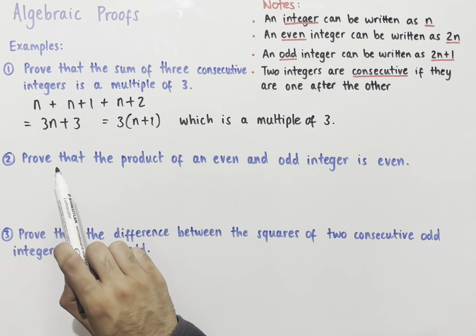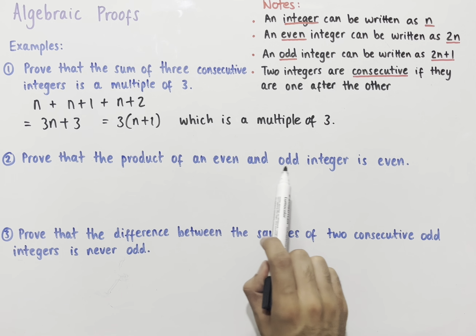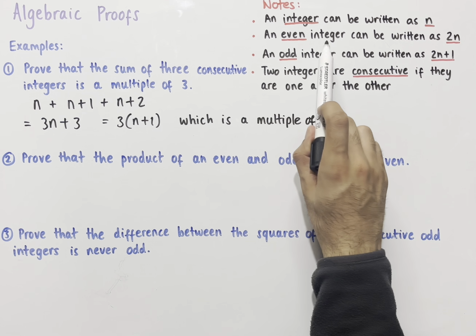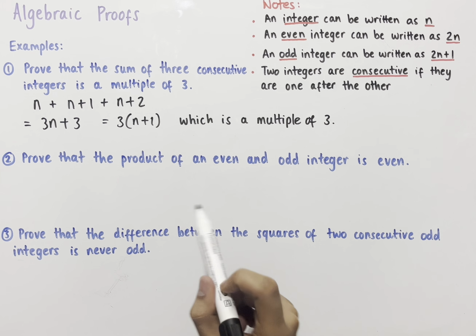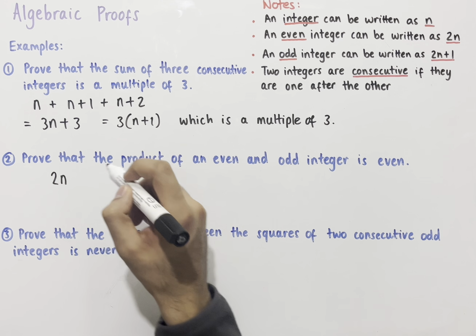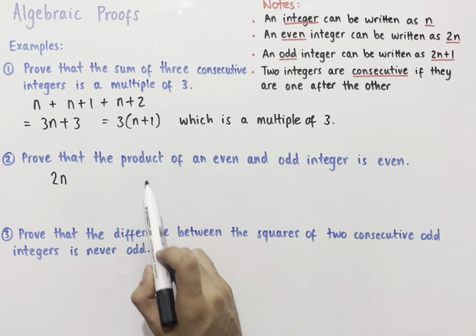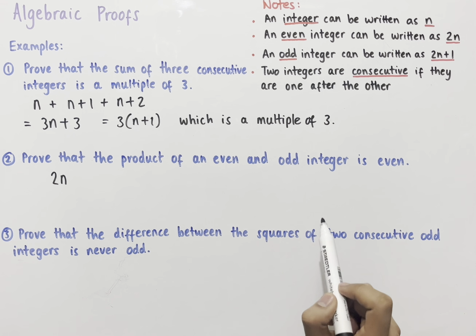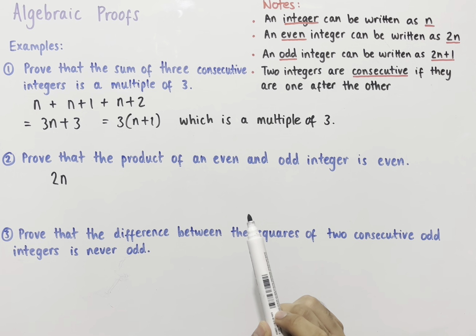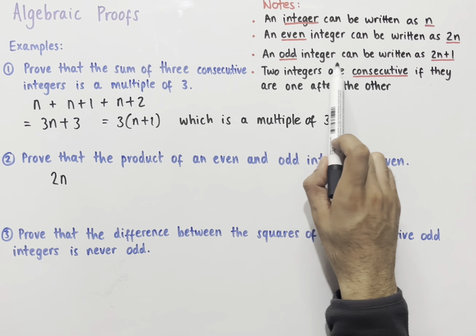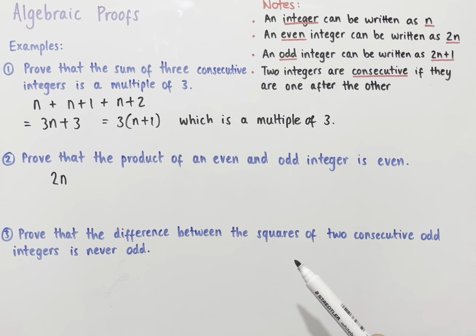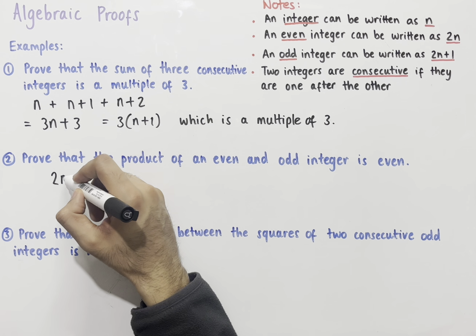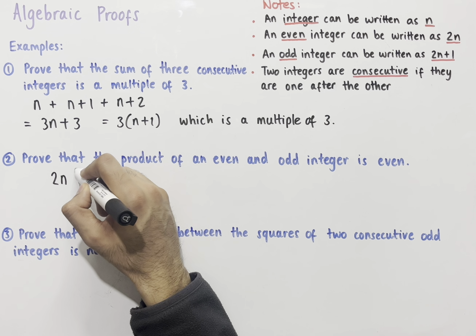Now the second example says, prove that the product of an even and odd integer is even. Any even number is a multiple of 2, and so an even integer can be written as 2n. So we'll first start by writing down 2n. Since we're looking at the product, this word means to multiply. So we now need to multiply 2n with the expression for an odd integer. Odd integers are always one more than an even integer, and so an odd integer can be written as 2n plus 1. For example, 2 is even, 3 is odd, and 3 is 1 more than 2.